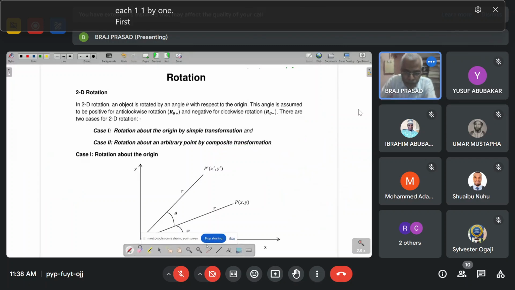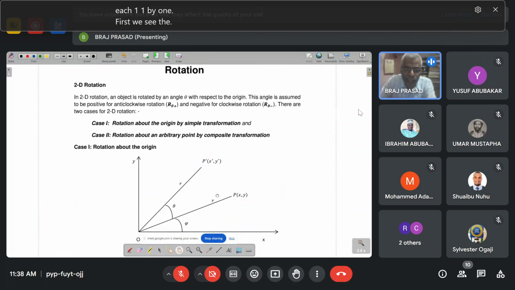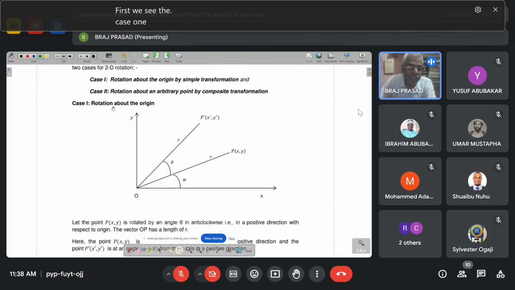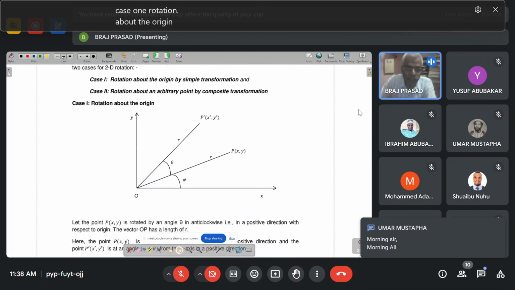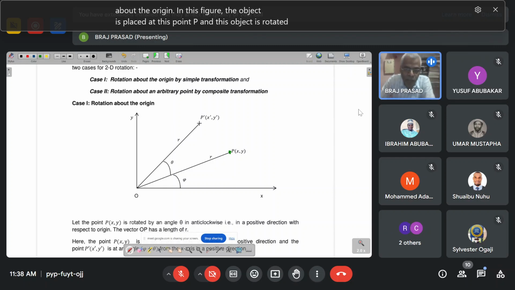First we see case 1, rotation about the origin. In this figure, the object is placed at this point P, and this object is rotated by an angle theta to P dash. So this object is shifted to this place by an angle theta.